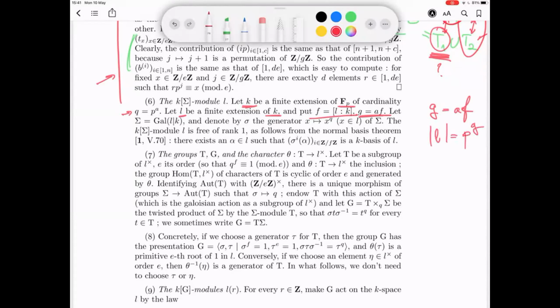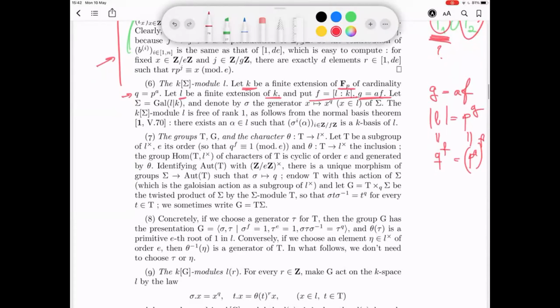Because the number of elements in L is Q to the F, and Q is p to the A, right? So that's one. And AF is equal to G, so it's p to the G, right?